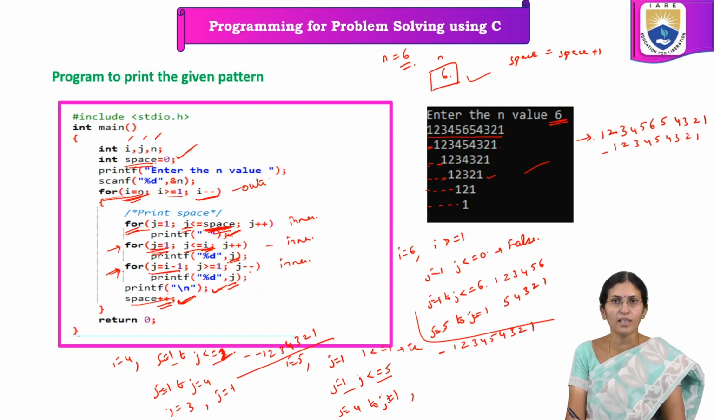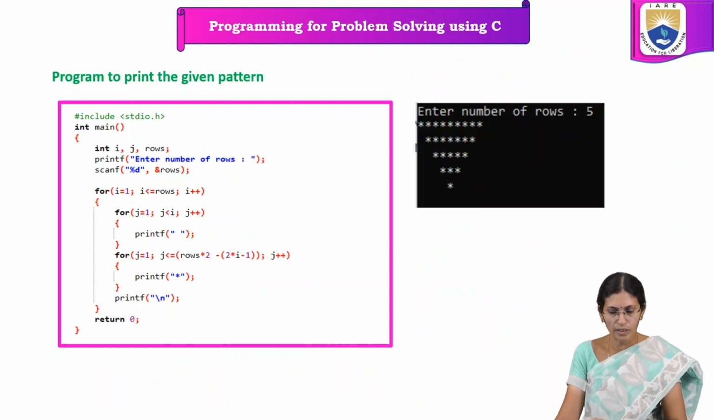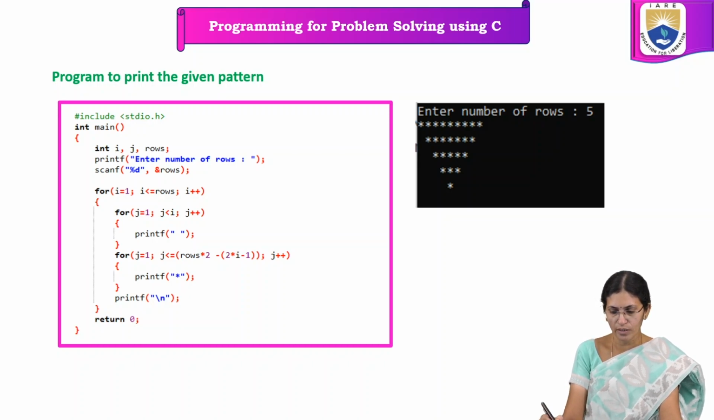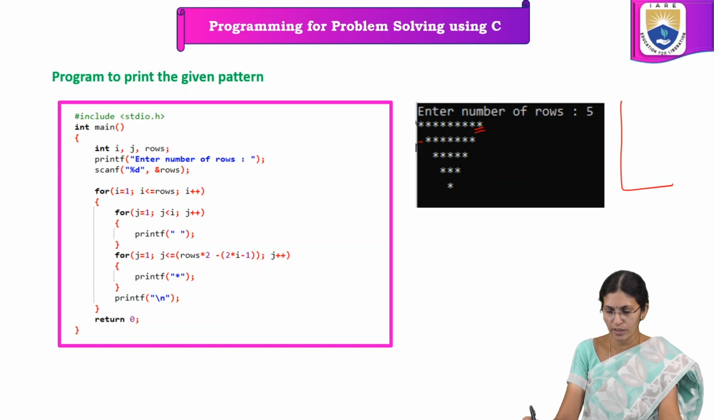So this program you can run, you can give any value of n and check the output. Now let us see another program. Same here, same pattern, but instead of printing the numbers, we are just printing the stars. Here we need two printf statements: one printf statement to print the stars and another one to print the spaces. So this is how you can interpret this.